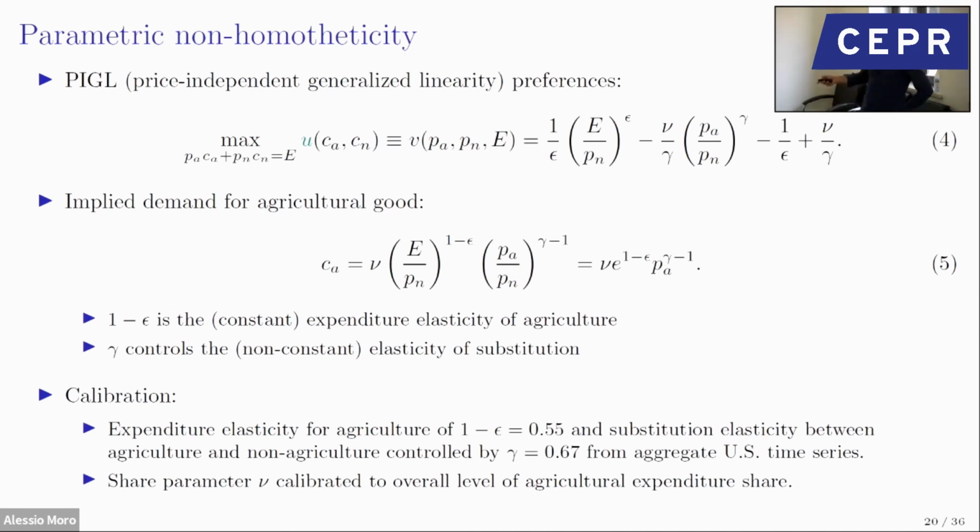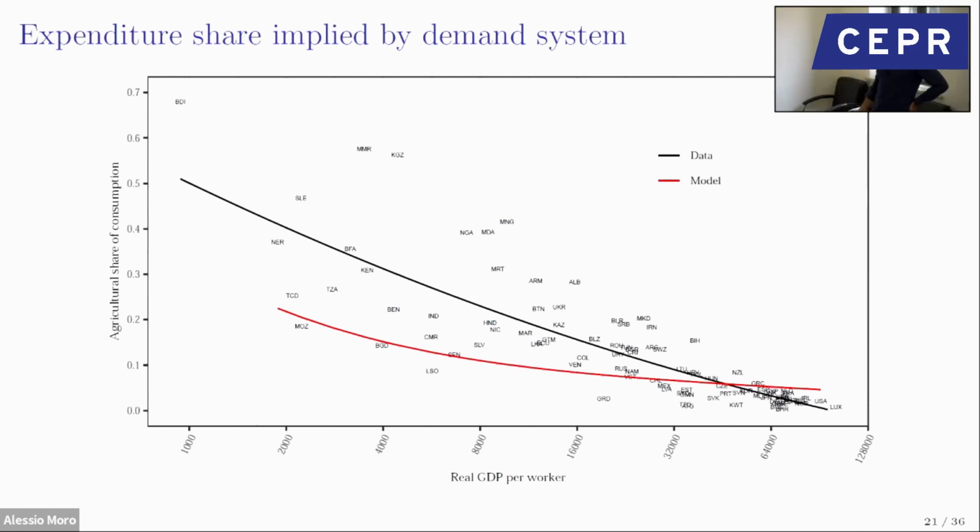So this is the one key parameter that we estimate in the US time series, which is the expenditure elasticity of demand for food: 55%. So if you increase your income by 10%, food expenditure increases by 5.5%. And the other parameter, which controls basically the elasticity of substitution, we also back out from the US time series. If you do that and plug it into the cross-country data, you see it's quite a powerful mechanism to give rise to differences in the demand structure.